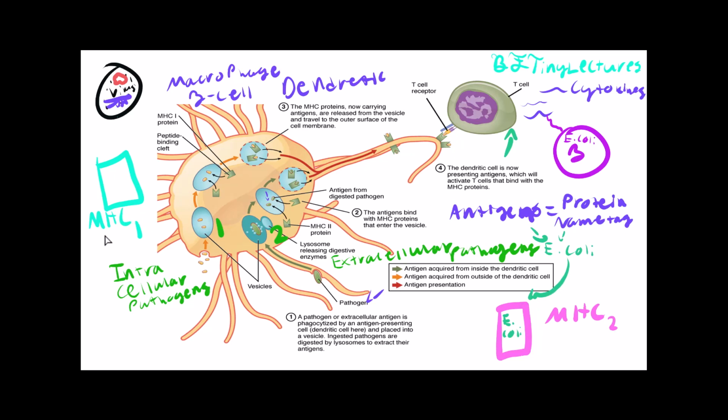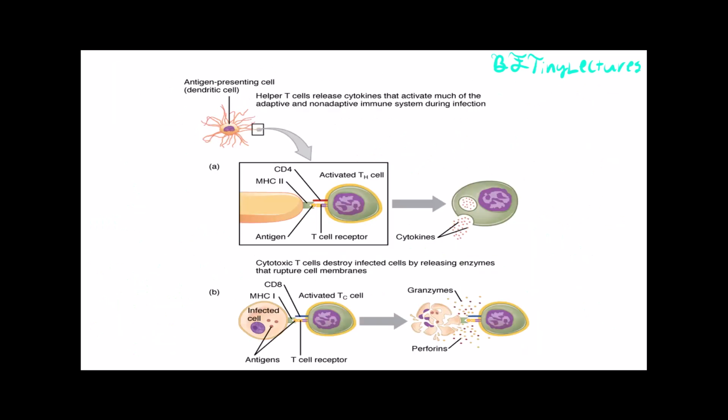Well, major histocompatibility 1 is only going to be read by CD8 cells, also known as cytotoxic T cells. And the major histocompatibility 2 complexes are going to be read by CD4 cells, also known as T helper cells. Here is a great example of what we're discussing.